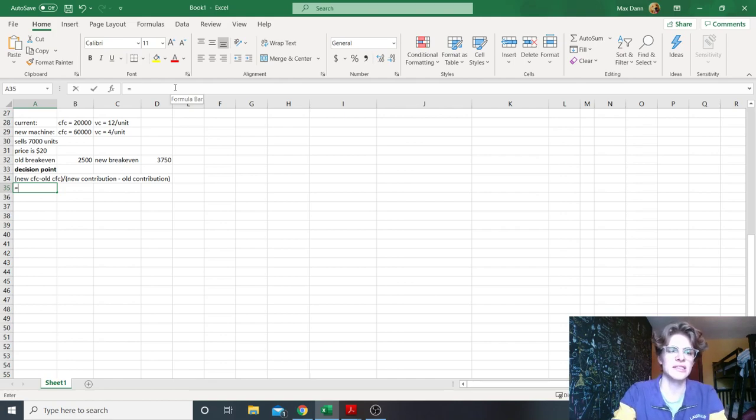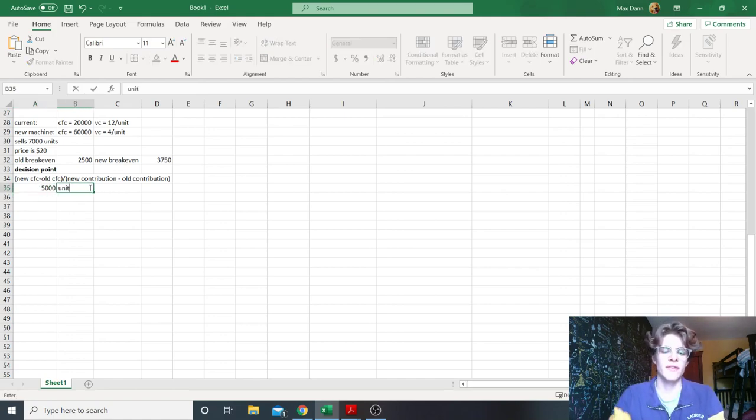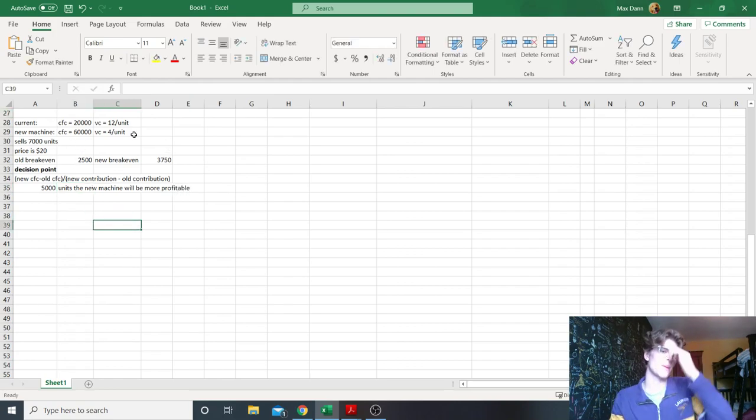So that is going to equal our new cash fixed cost of $60,000 minus our old of $20,000. Is that 20 or 200? Yeah, that's 20. Divided by our new contribution per unit. Contribution is the amount we make on every unit. So for our new contribution, we sell the units for 20 and 4 of them go towards making them, so it's 16. And our old one is 20 minus 12, which is only 8. That gives 5,000. So at 5,000 units, the new machine will be more profitable.